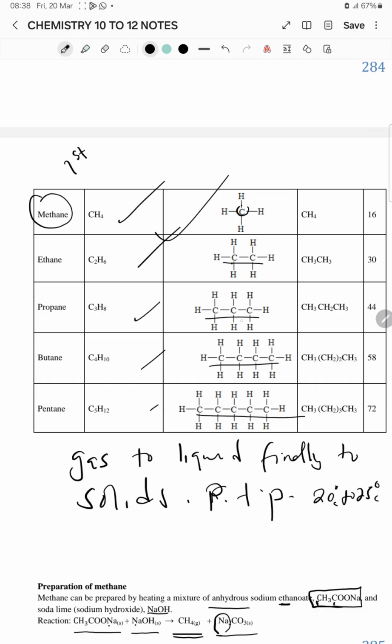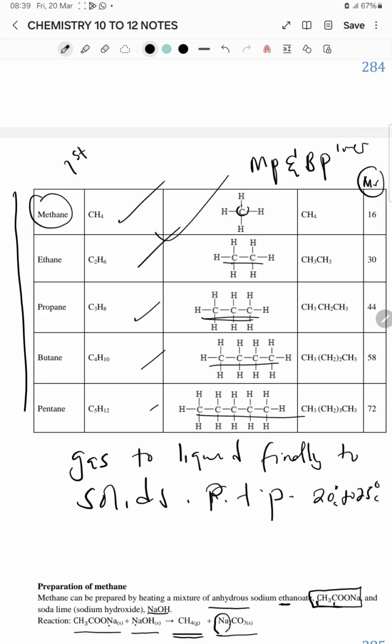This is the carbon chain that we're talking about. We are told that the melting point and boiling point increase as the carbon chain increases. Even the molar mass, which is the relative molecular mass, also increases. So as the carbon chain increases and the relative molecular mass increases, the boiling point does what? Increases.